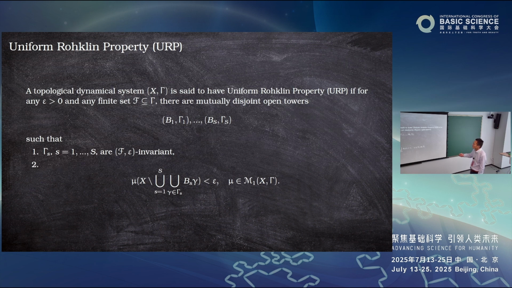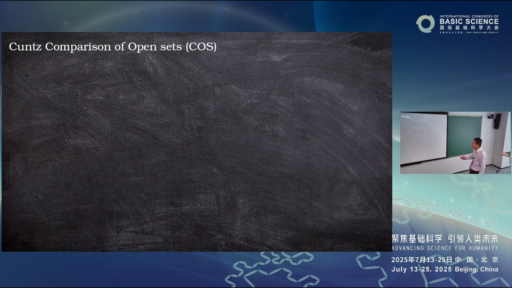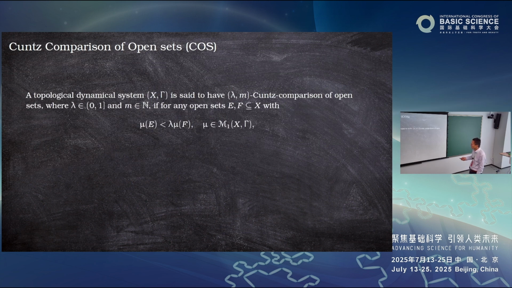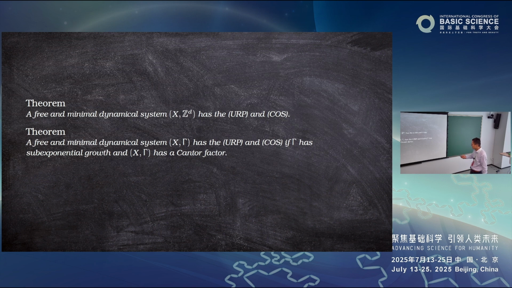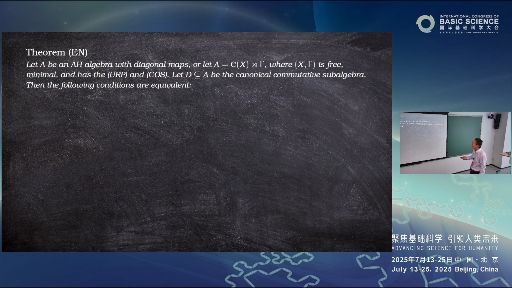I ran out of time, so this is the uniform Rokhlin property. This is basically the Rokhlin property, but not with respect to just one given invariant measure. It's with respect to every measure, and also relative comparison properties. Those properties turn out to always hold for Z^d actions and some other cases. Those are some pre-COVID results.